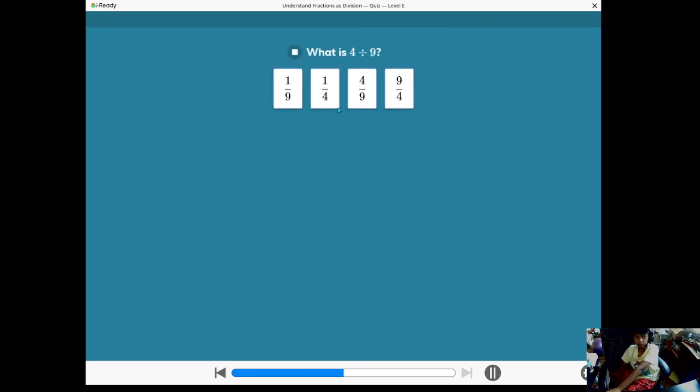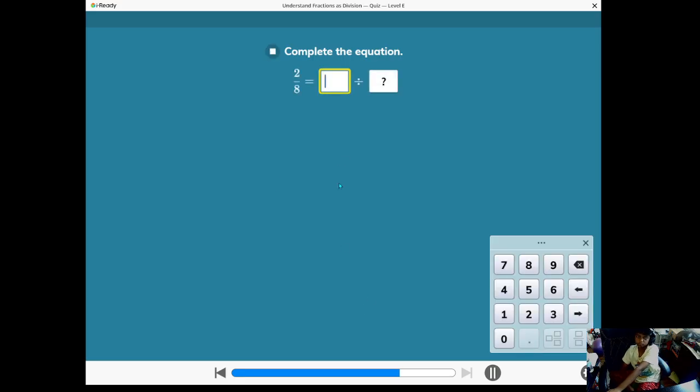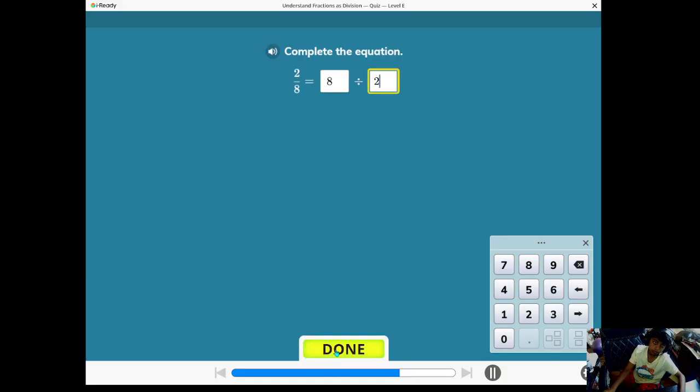What is 4 divided by 9? Complete the equation. 8 divided by 12. Wait, no. 2 divided by 8.